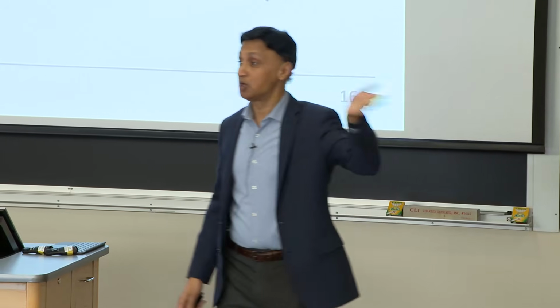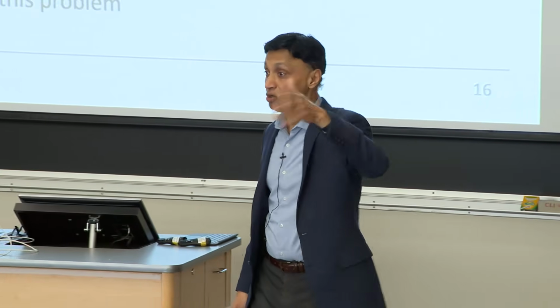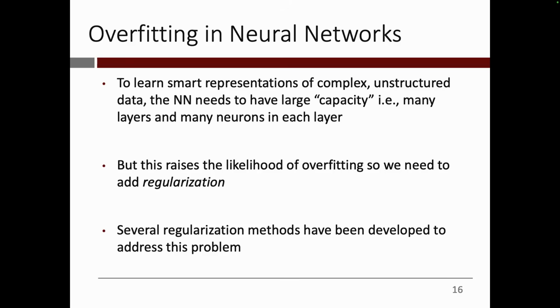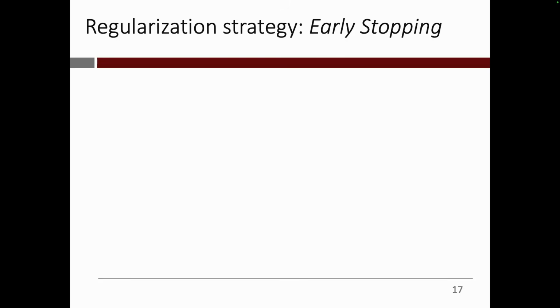More parameters means more complexity to the model, and therefore more chance of overfitting. So it's really important in neural networks that we think about regularization. And regularization, you will recall from your machine learning background, is the way we handle the risk of overfitting and try to find models that fit just right. Several regularization methods have been developed over the years, and we are going to use only two of them. The first one is called early stopping.